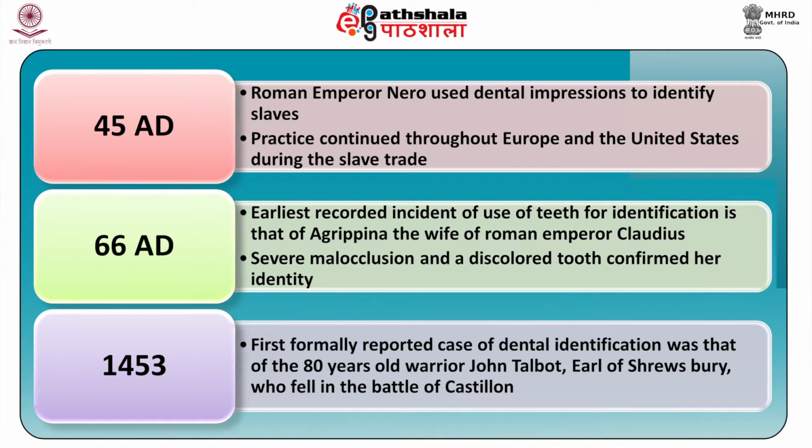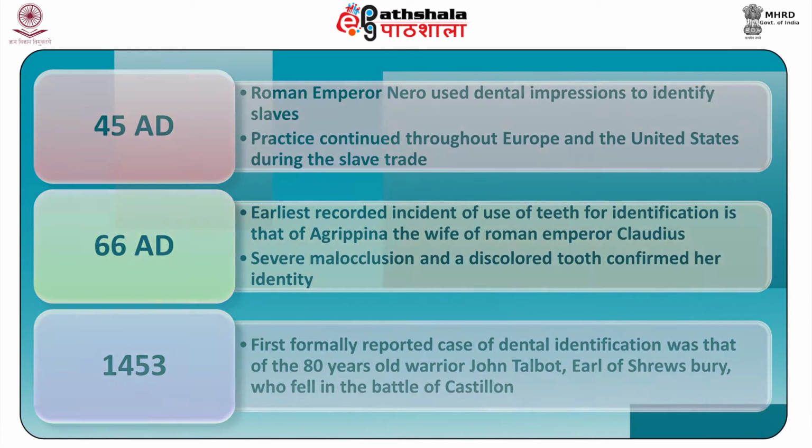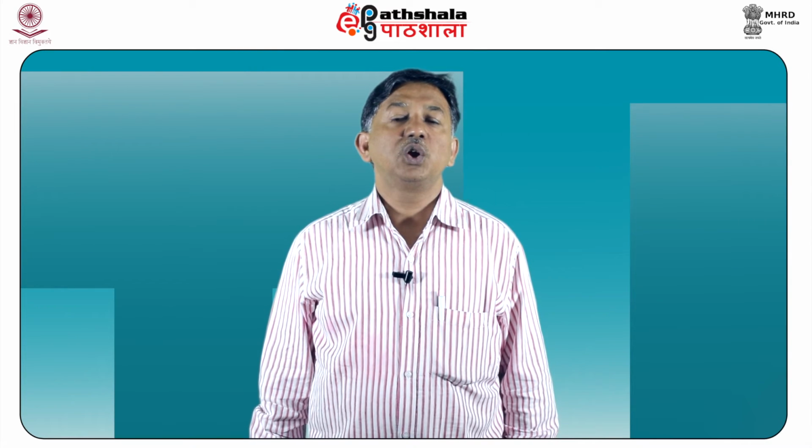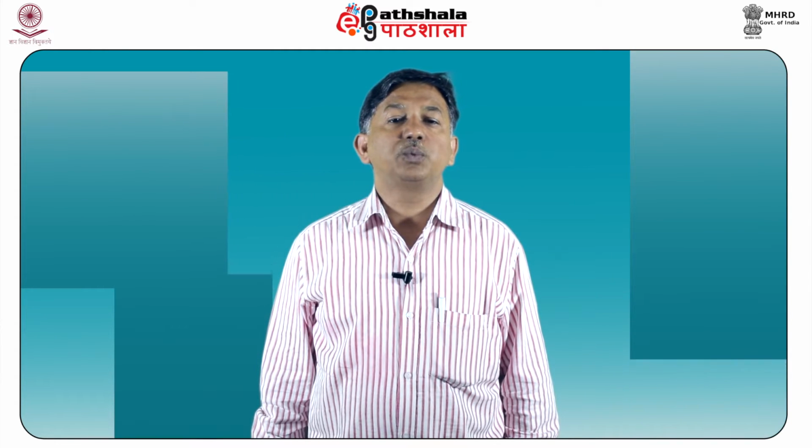He was the Earl of Shrewsbury who fell in the Battle of Castillon. In 1776, Dr. Paul Revere, the first forensic odontologist in the United States, identified the body of his friend and patient Dr. Joseph Warren, who was killed during the US Revolutionary War, with the help of the bridge work, that is the prosthesis. In the year 1837, the examination of teeth became the official method of age determination for employment in the textile industry in England, as reported by Baker in 1982.